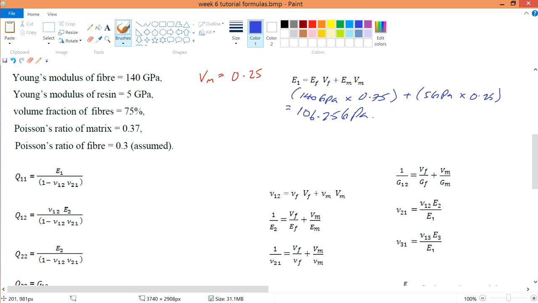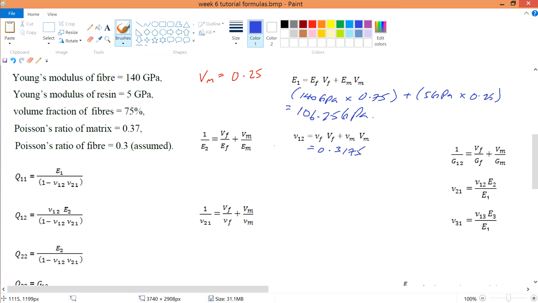Okay, so besides calculating E1, I need to calculate the Poisson ratio, V12, and this V21. Same thing, I'll just need to sub in, because these are all the same things. This is the Poisson ratio of your fiber, this is the volume fraction of your fiber. You assume the Poisson ratio for your fiber to be 0.3, and for your matrix you assume 0.37. Okay, and then you just sub it in also. I won't go through the math, but I'll show you the answer. It's 0.3175. It's a ratio, so there's no units.